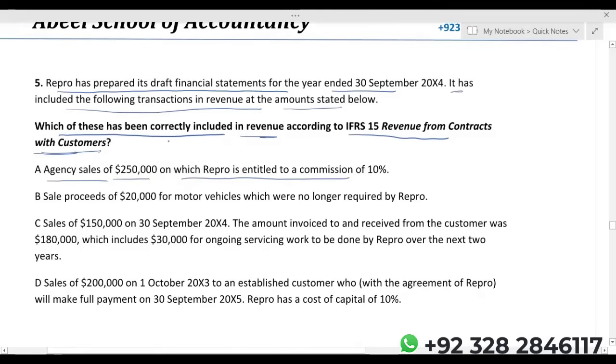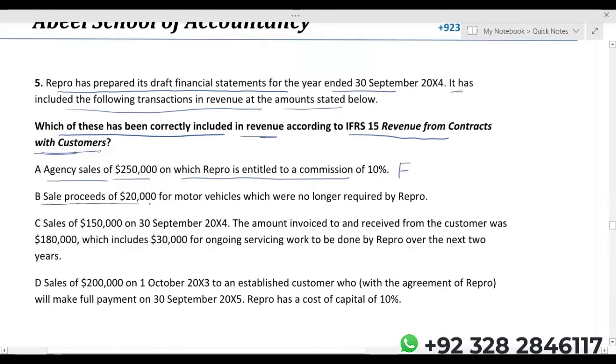When you are working as an agent, then you can only recognize commission income, nothing else. They are saying something else. Why is the first one false? Because you are not recognizing only the commission income. Look at this. You are saying agency sale 2,50,000, on which Repro is entitled to a commission. You should have recognized only 10% of that, not the entire sale. That is why the first one is false.